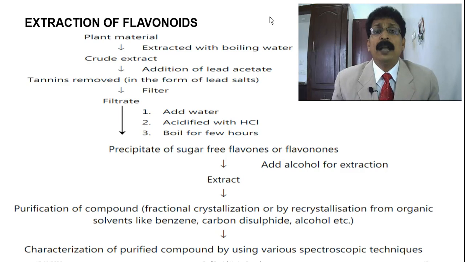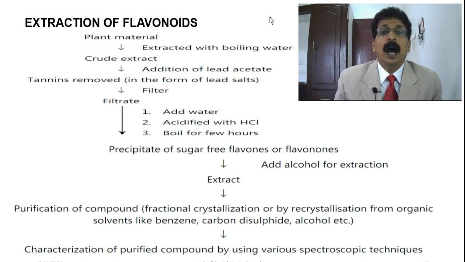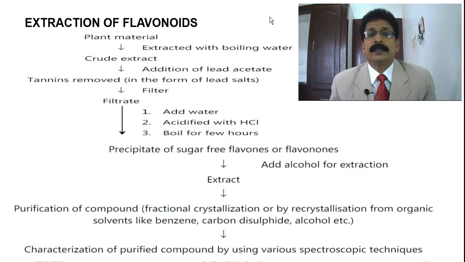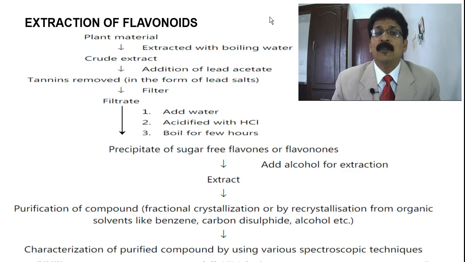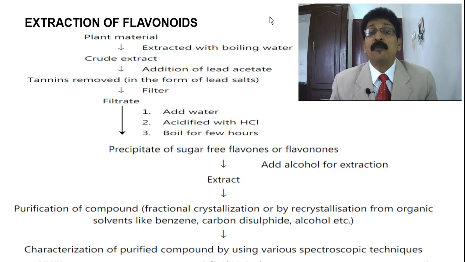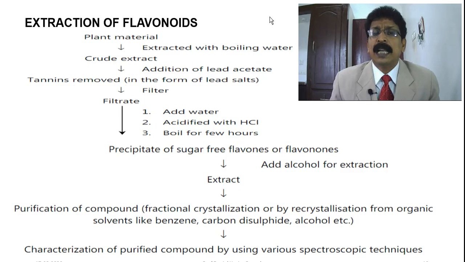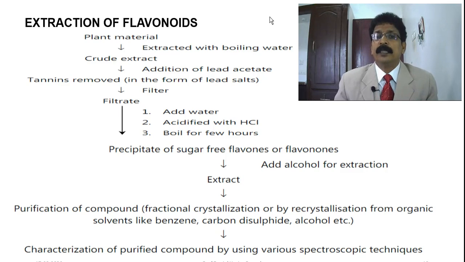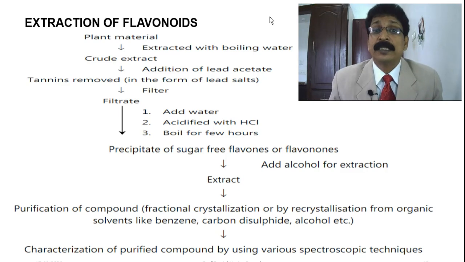First you add water, and second acidify with HCl. That means you have to dilute HCl. And then boil for a few hours, sorry, not a few minutes, a few hours. A precipitate of sugar-free flavonoids will appear, and add alcohol for extraction.